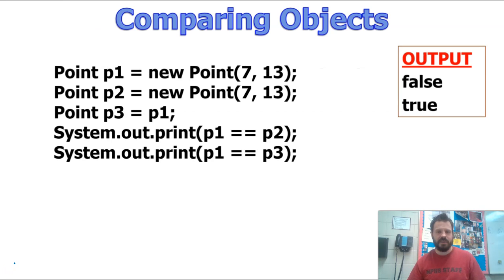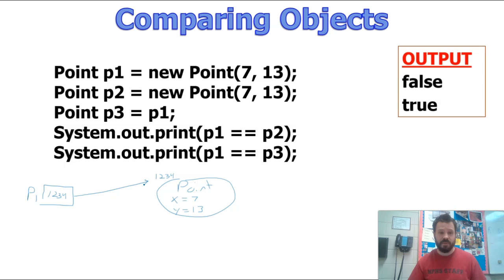So coming back to the question we just looked at, when I run this code, p1 gets new Point 7, 13, what's happening here is p1 is going to store a location of a Point object with the x value set equal to 7 and the y value equal to 13. And what actually gets stored in this p1 space here is the address of this. We could say it's at 1234 Fake Java Street. And we've said in the past that p1 stores the pointer to that object.